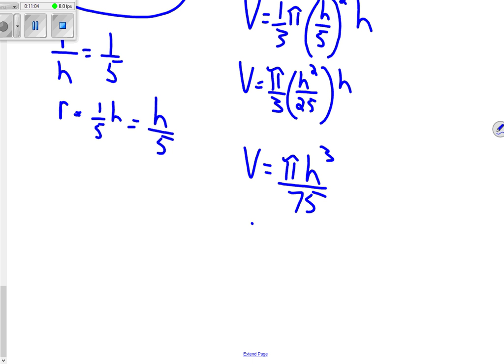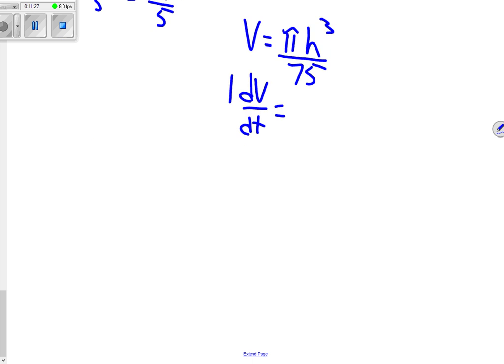Now we just take the derivative of this. So the derivative of V is just 1, but it's going to be dV/dt. Someone's going to be like, what? Now, the derivative of this guy, I bring the 3 down, so it's going to be 3 pi over 75 h squared. Is the h the whole thing or just the top? The whole thing.